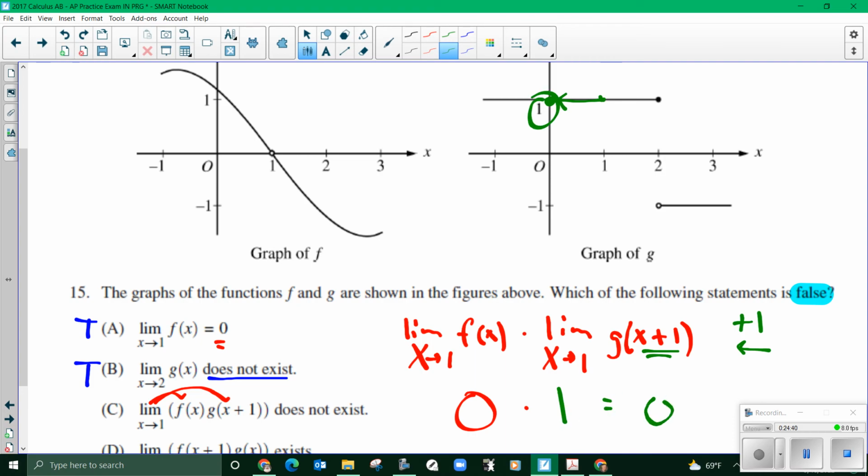0 times 1 is 0. If it's 0, it does exist. 0 is a value. That is not undefined. It's an actual number, kids. Guess what? Which means it does exist. That's wrong. So this is false. All right, look at us go. Got to remember those rules from Algebra 2.